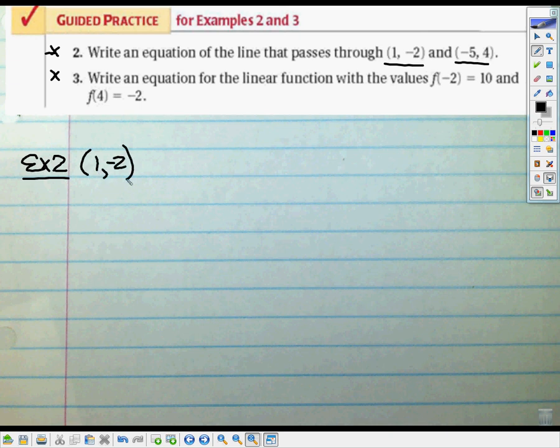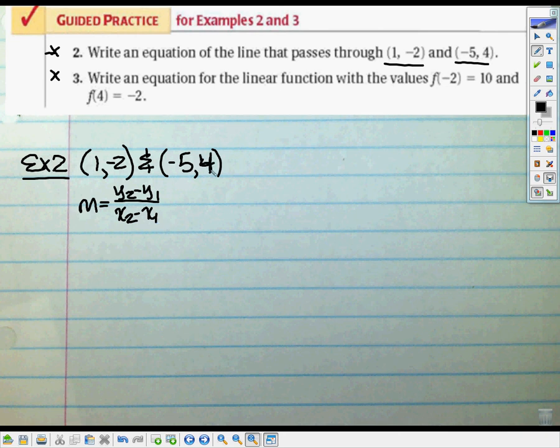1, -2, and -5, 4 in your notes. The first thing we will need to do is calculate the slope, using the equation m equals y2 minus y1 over x2 minus x1. We're putting that in our notes, but when you do your problems, if you do not copy that down anymore, that's okay with me.